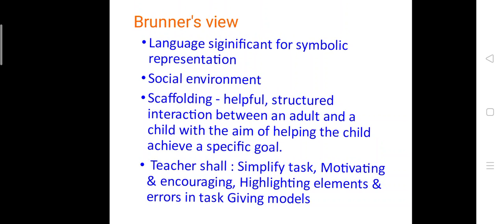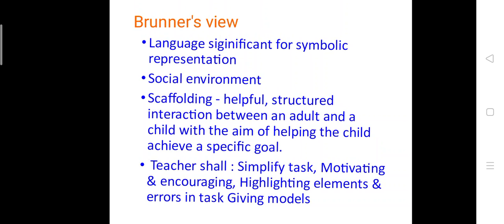And according to Bruner, language is also highly significant. Language is a tool for symbolic representation, which is the third level he proposed. The language of the learner, the language which is properly understood by a learner, is highly significant. So wherever there is a disparity in language, that will affect the process of learning according to Bruner.